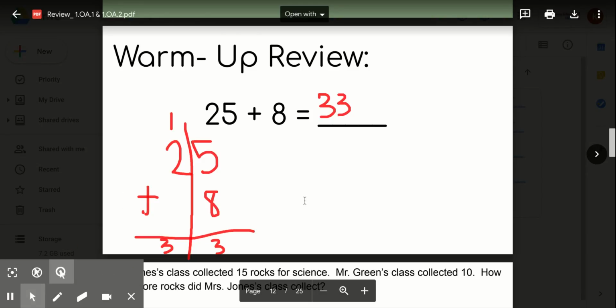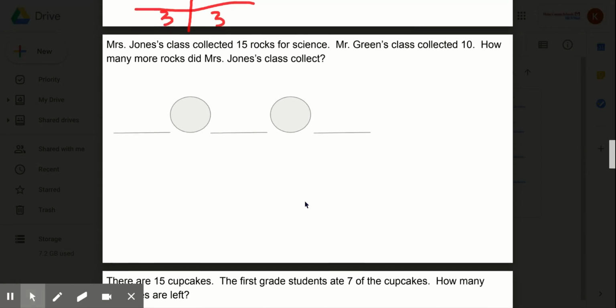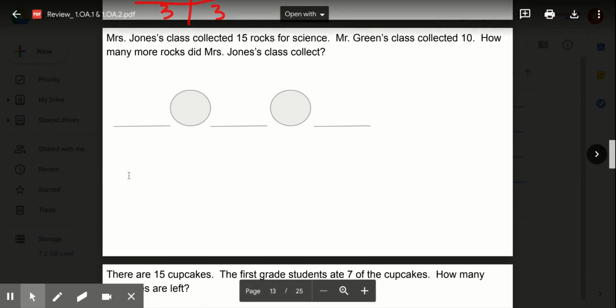All right, let's get started with our first problem. So this is an I do, so I'm going to read the problem and then you're going to watch me solve. Mrs. Jones's class collected 15 rocks for science. Mr. Green's class collected 10. How many more rocks did Mrs. Jones' class collect? When I see the words, how many more, I always know that I'm going to be subtracting. So I know this is a subtraction problem.